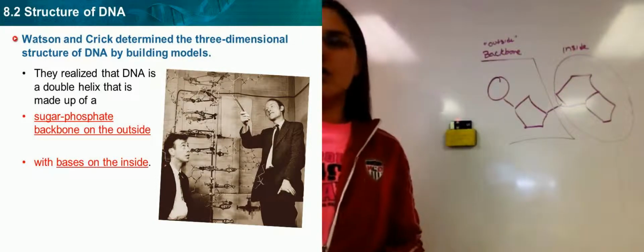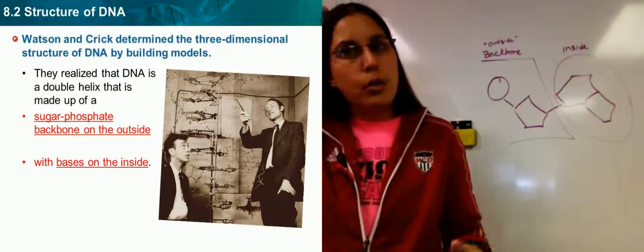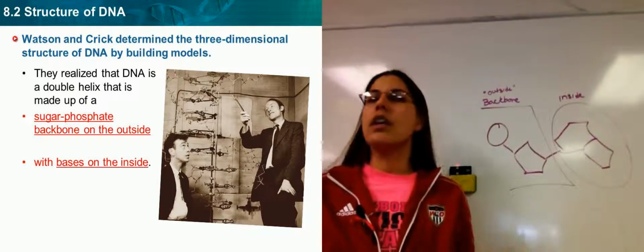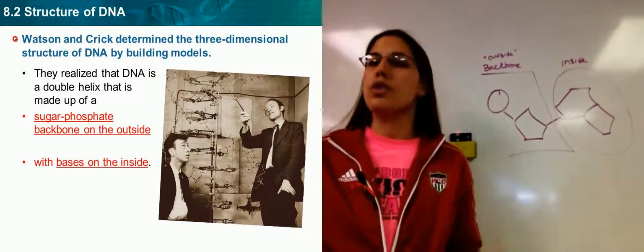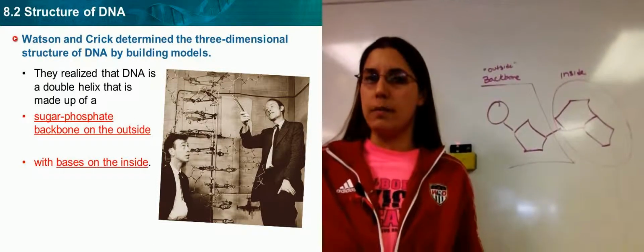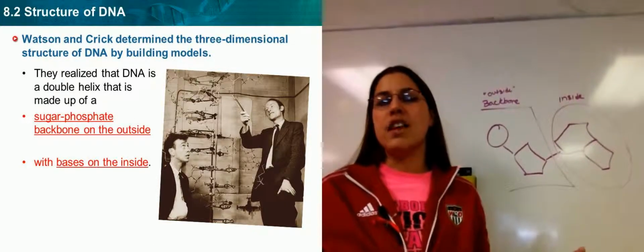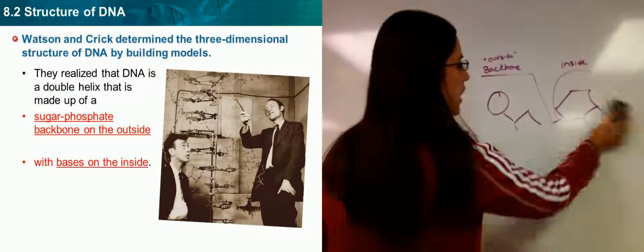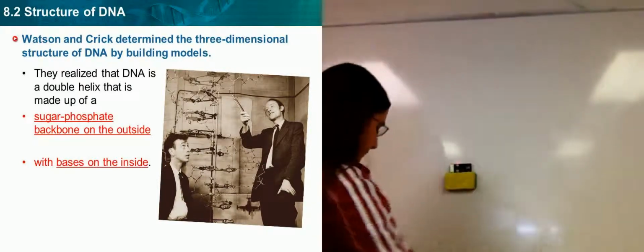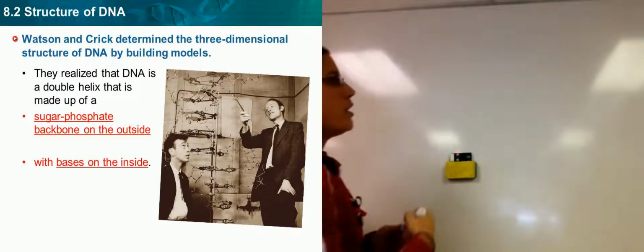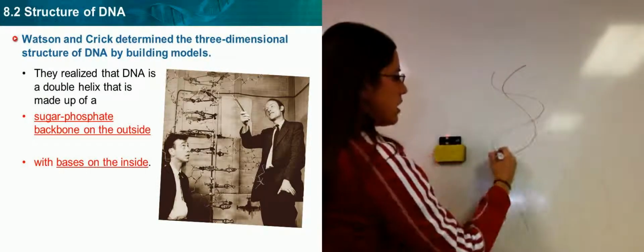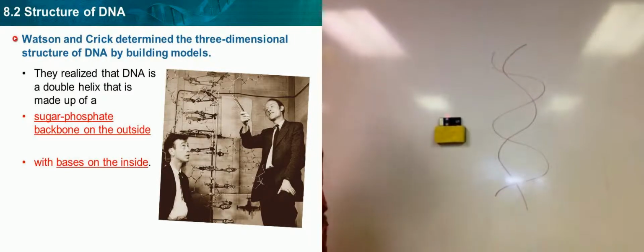So how did we figure all of that out? Well, the first two people to put together a structure of DNA were Watson and Crick. Watson and Crick came up with and designed a three-dimensional structure of what they thought DNA looked like. What they realized is that DNA is actually a double helix. And a double helix, to me, is kind of like a spiral staircase. If you saw a great big winding staircase, that would be the same idea as DNA.